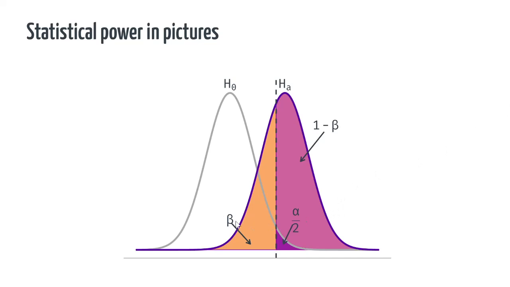What my sample size basically does is to reduce the dispersion of these distributions. So if these distributions are tighter, then again, the probability of type 2 error is going to be smaller.